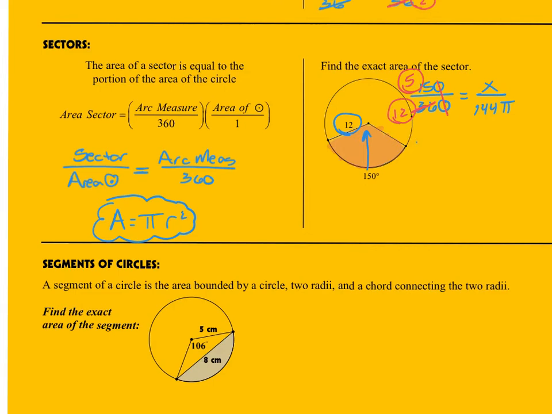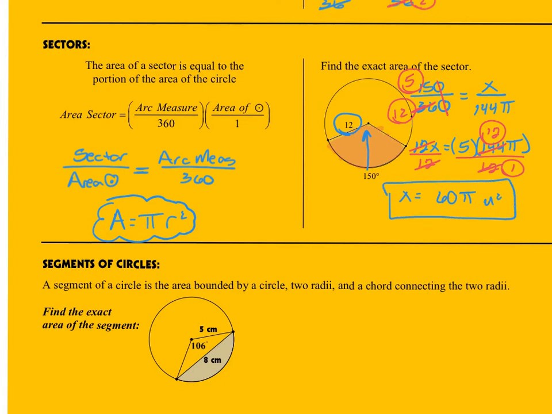Now I'm going to cross multiply 12x. I'm going to do the same thing I did before. I am not going to multiply this out. I'm pretending I don't have a calculator. Then I can divide both sides by 12. Cancel, cancel. 12 goes into itself once, goes into 144 12 times. So the area of this sector is going to be a nice 60 pi, okay? And area is always labeled unit squared, okay? So there's a quick little area problem.